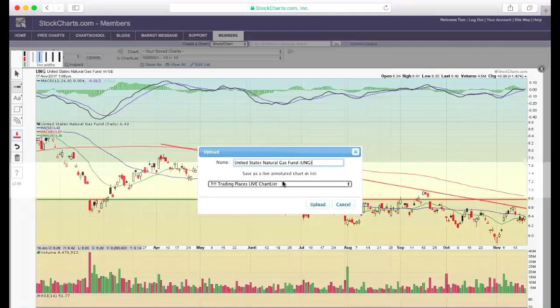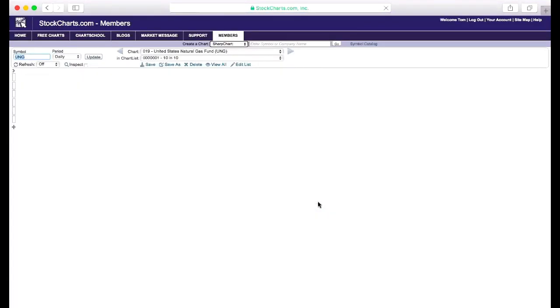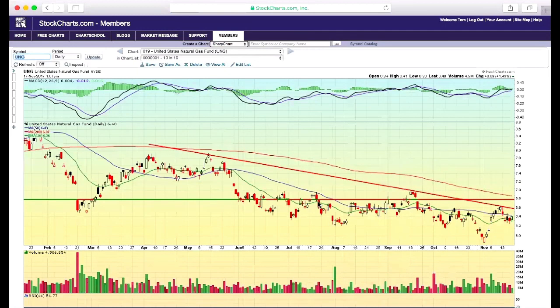Yeah, USO and UNG are two of my banes of existence. I really struggle with those when I trade them, so I just don't trade them anymore. I think Greg Schnell has some pretty good success with the natural gas. So maybe if you're following some of the stuff that he does, maybe that'll help. Absolutely. All right. Last one is Amgen, AMGN.